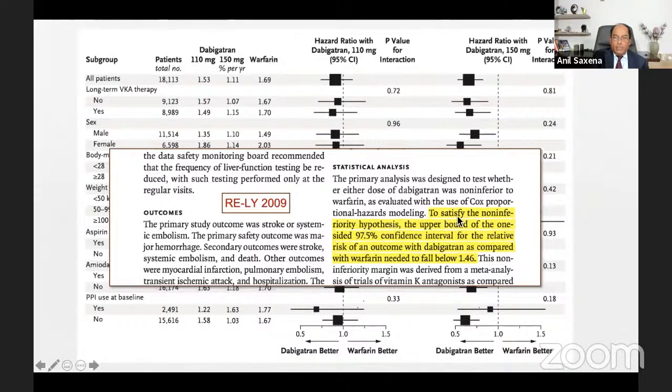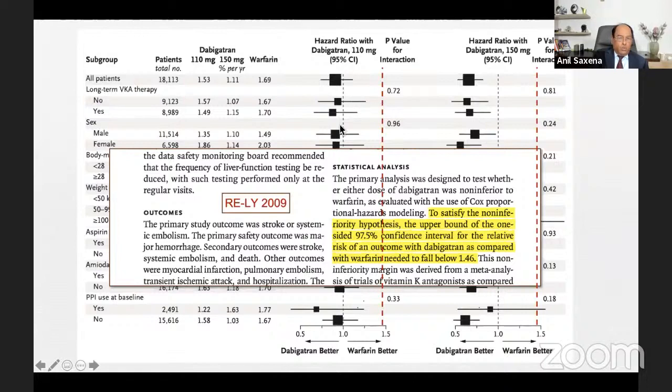They had to satisfy the non-inferiority criteria. The upper bound of the one-sided 97.5% confidence interval for the relative risk of outcome need not fall below 1.46. So they calculated a non-inferiority margin at 1.46, which means this was the margin they gave to dabigatran as against warfarin. Typically, this is the line of no effect in the center, but they gave this much margin for the drug to be less effective than warfarin, to be called inferior.